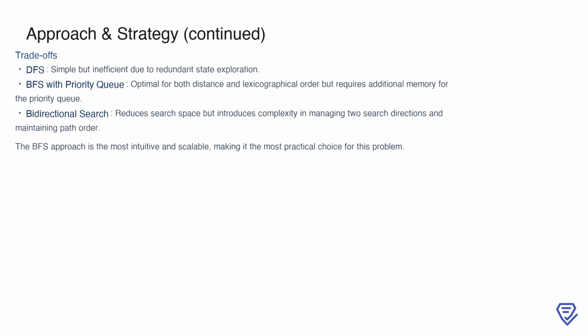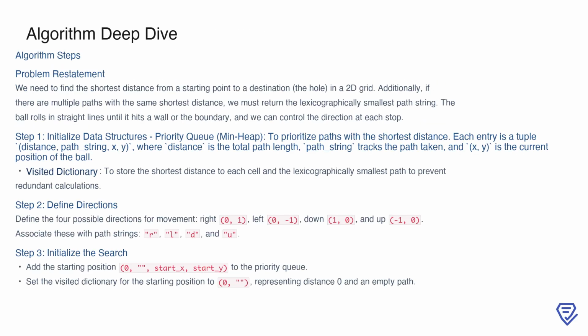To solve this problem, we need to guide a ball from a starting position to a destination, which we call the hole, on a 2D grid. The challenge lies in the ball rolling in straight lines until it meets an obstacle, and our goal is to determine the shortest path. If multiple paths have the same shortest distance, we must select the lexicographically smallest path string.